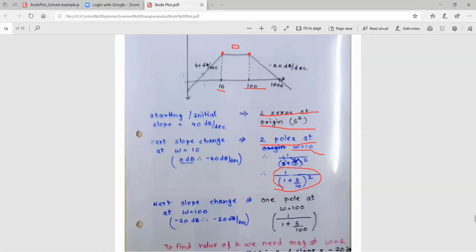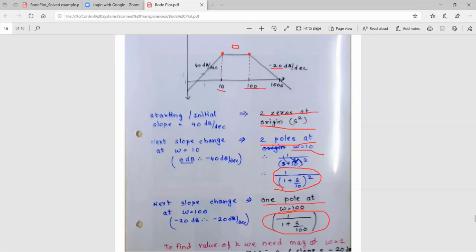Now at 100 also the slope is changing. Now the slope is changing by minus 20 dB because here the slope was 0, and from 0 it is going to minus 20 dB. That means at 100 also there is a pole, but there is a single pole because the slope is minus 20. So there is one pole at omega equal to 100, and this is the factor: 1 upon 1 plus s by 100.